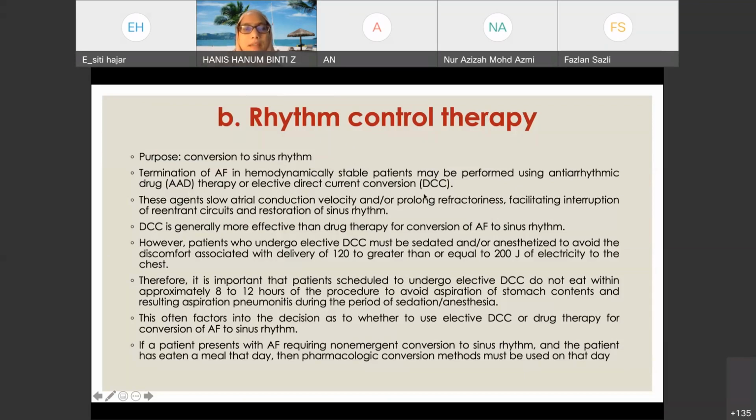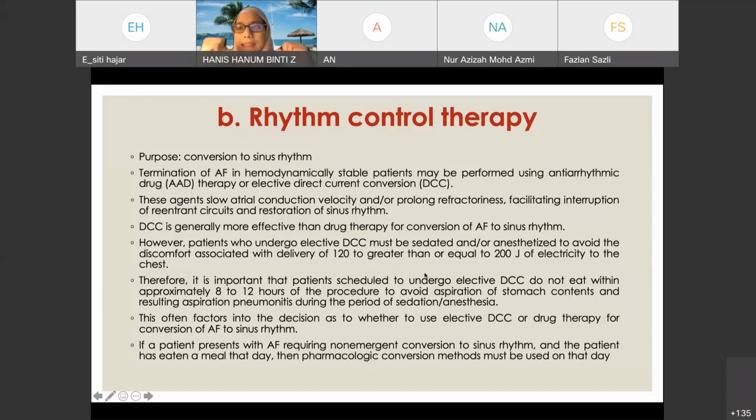Ini you bagi current lah dekat the heart tu. Okay, so this agent slows atrial conduction velocity and prolongs refractoriness, facilitating interruption of re-entrant circuits and restoration of sinus rhythm. So in general, okay, direct current conversion is more effective than drug therapy. However, patients who undergo elective DCC have to be sedated and anesthetized to avoid the discomfort associated with delivery of 120 or greater jolts of electric to the chest.